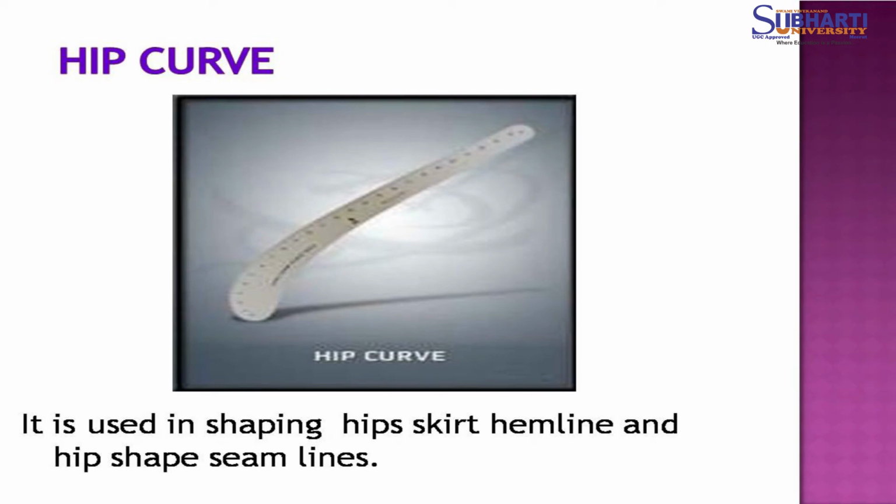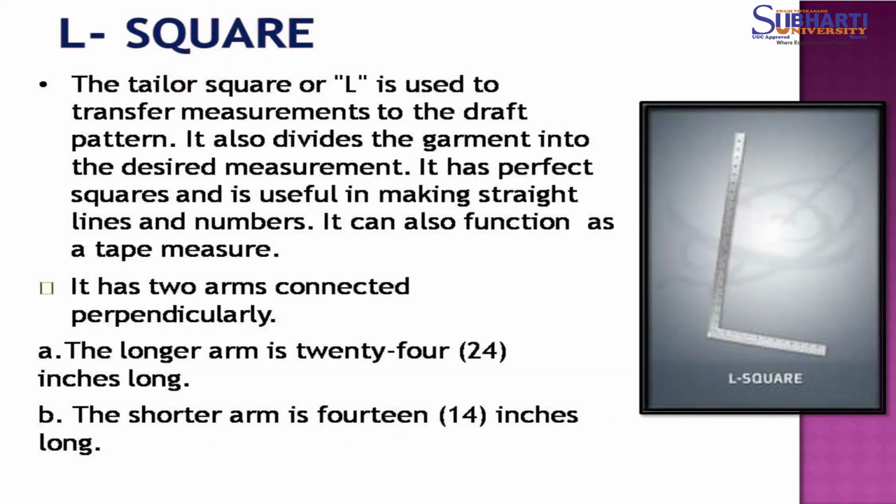Now the next tool a fashion designer carries is an L square tool. The tailor square or L square is used to transfer measurements to the draft pattern. In the image you can see it is an L type of ruler or a scale at a 90-degree angle. It also divides the garment into the desired measurements. It has perfect squares and it is useful in making straight lines and numbers. It can also function as a tape measure. It has some basic functions same as a tape measure tool.